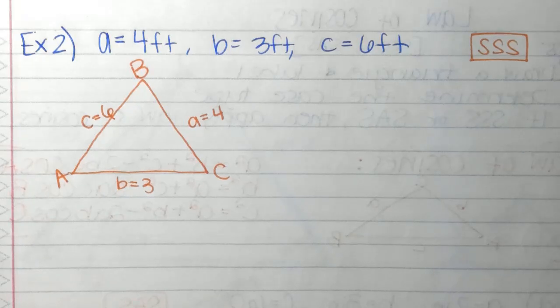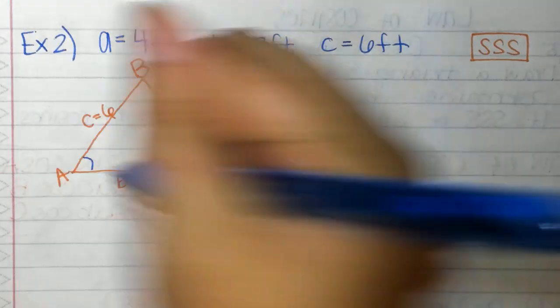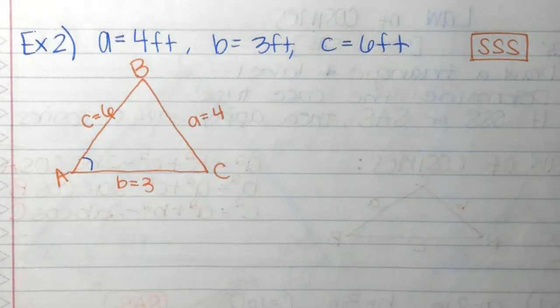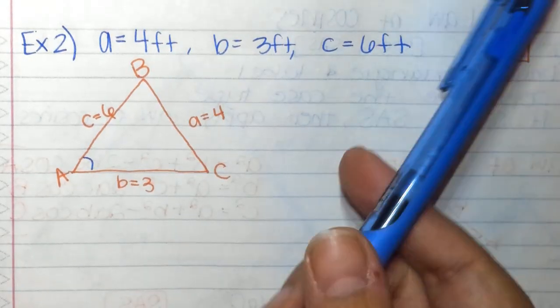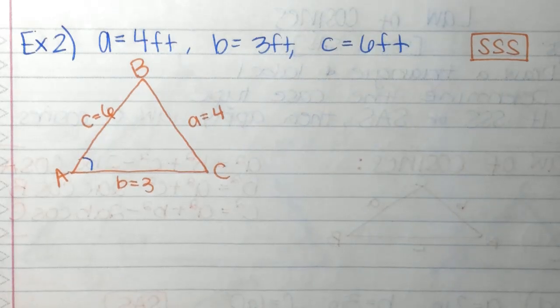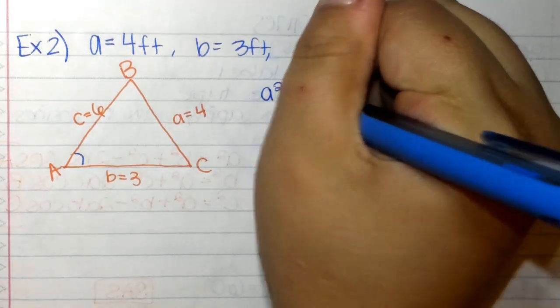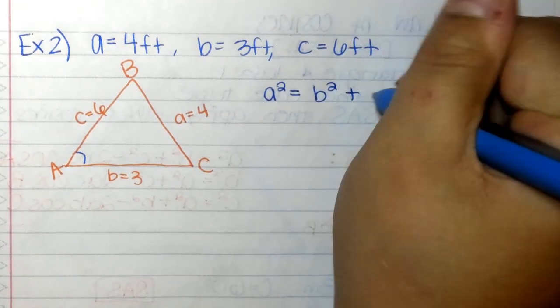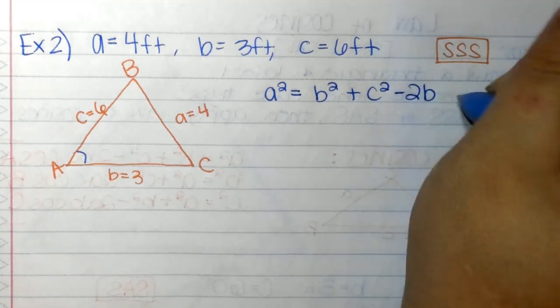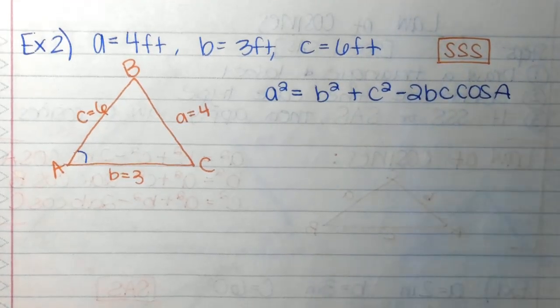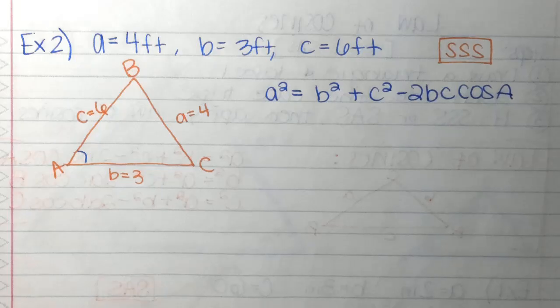What do you need to find? Which angle? All of them. So what do you want to start with? Let's go alphabetical. Doesn't really matter. But let's go with A. If I'm going to find A, how am I going to do this? If I have SSS, which one do I have to use? Law of cosines. What do I do? A squared, write out the formula. A squared equals B squared plus C squared minus 2BC cosine of A. And fill in what you know.